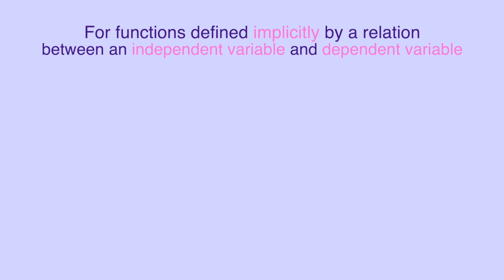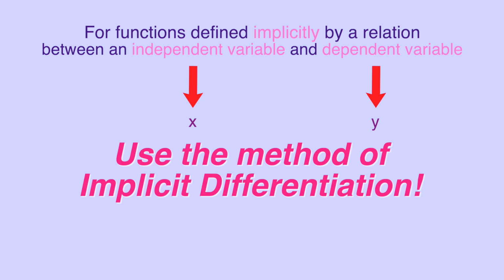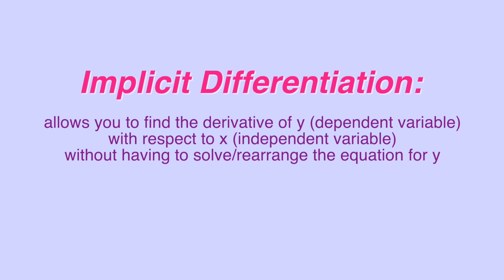For functions defined implicitly by a relation between an independent variable and a dependent variable, in most cases x and y, you must use the method of implicit differentiation. This technique allows you to find the derivative of y with respect to x without having to rearrange or solve the equation for y, because in most cases it's time-consuming or impossible.